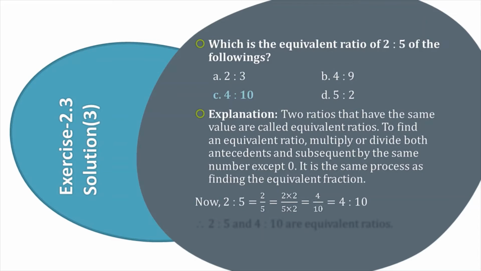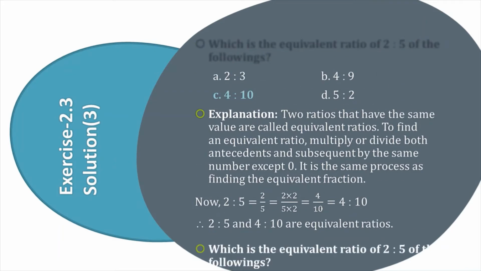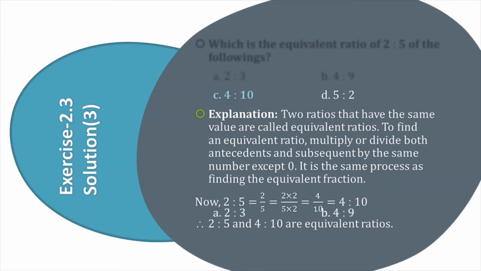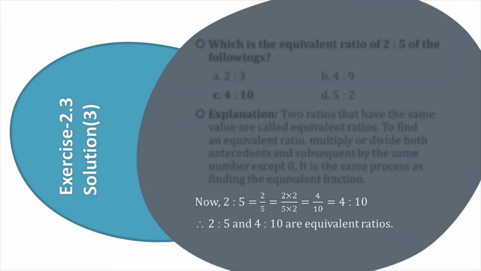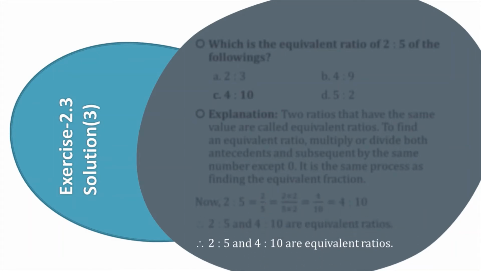Now 2:5 equals, we can write, because as we know ratio is a fraction, we can write down 2 divided by 5, and the same number we will multiply with the antecedent and subsequent, equals 2 multiplied by 2, 5 multiplied by 2, and 2 is the same number, equals 4 divided by 10, equals 4:10. Therefore 2:5 and 4:10 are equivalent ratios. So my dear students, this is our third question, and these are the options. The answer will be 4:10, and you can see the explanation and you will understand this solution number 3.